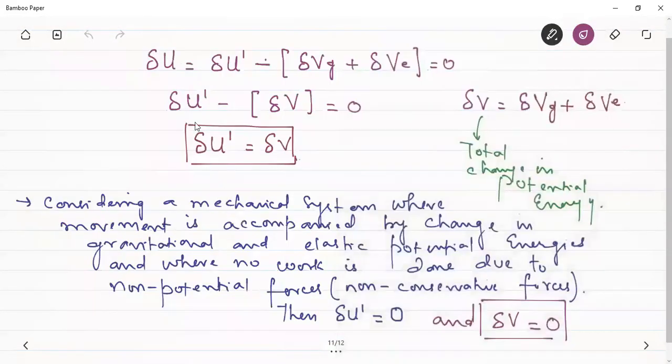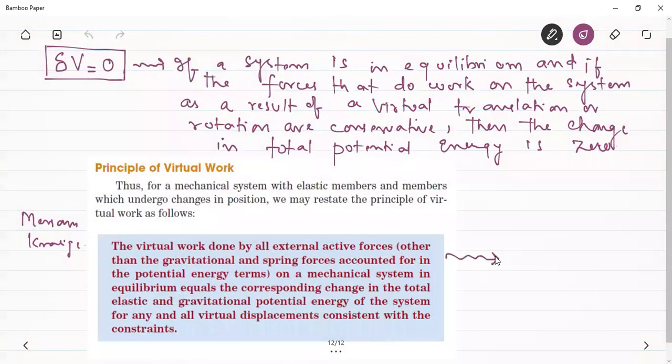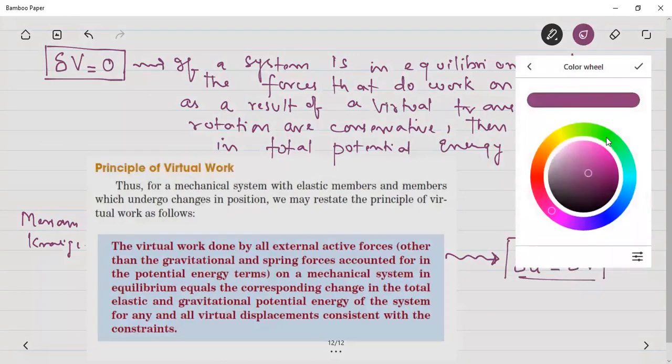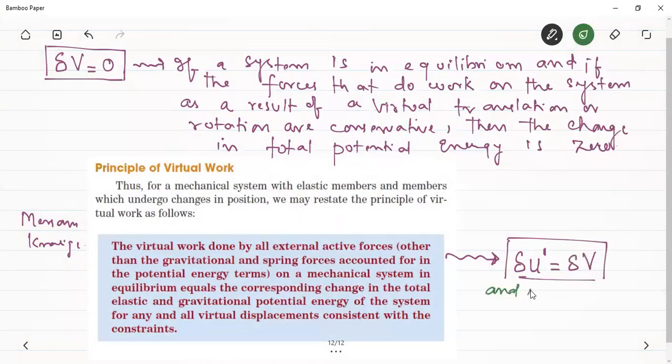This statement is actually the mathematical statement which you have already written here, that delta U dash, the work done by all the non-potential forces, is equal to the change in the potential energy. The work done by all the active forces excluding the gravitational and spring forces equals the change in potential energy. And if delta U dash is equal to 0, that is, the non-conservative forces are not contributing to the virtual work, then delta V is equal to 0. That is, the change in potential energy is equal to 0.